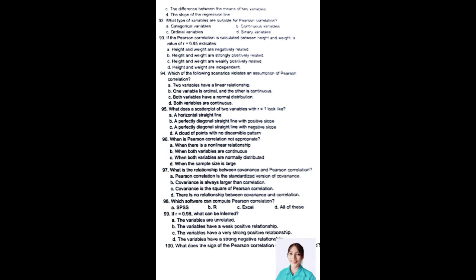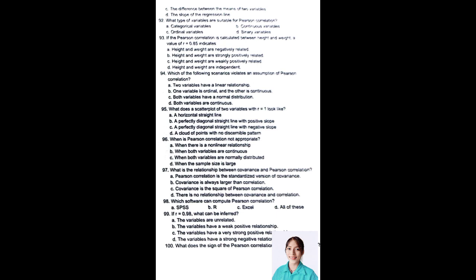Then we have number 98. Which software can compute Pearson correlation? As you can see, all options can compute Pearson correlation. So the correct answer is letter D, which is all of these. Then number 99, if r is equal to 0.98, what can be inferred? It can be inferred that the variables have a very strong positive relationship. So that's option C.